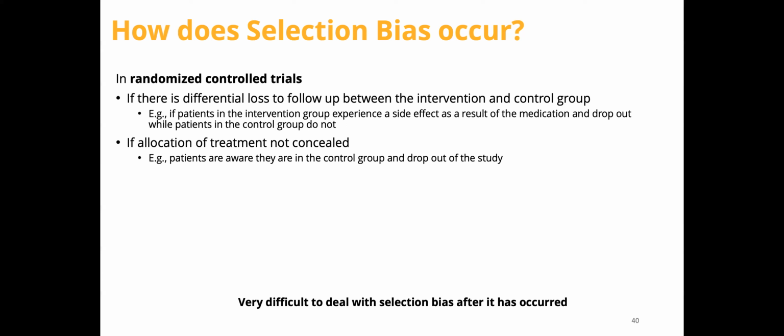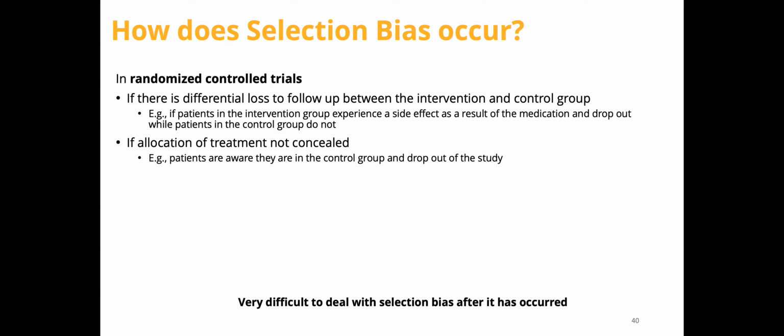Differential means there's a reason that patients in the intervention group have a characteristic or a side effect associated with dropping out of the study that's due to the study medication. This could include something like a side effect of the medication. Patients in the intervention group are experiencing a side effect and then they drop out of the study and they're no longer followed or included in the study, and the control group patients are. This is called differential loss to follow-up between the intervention and the control group.